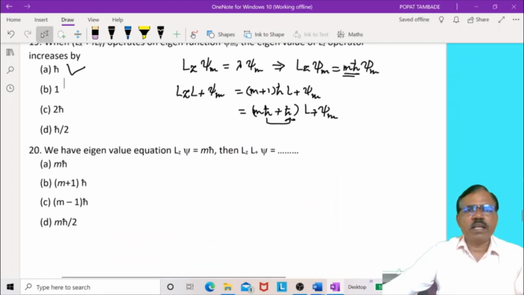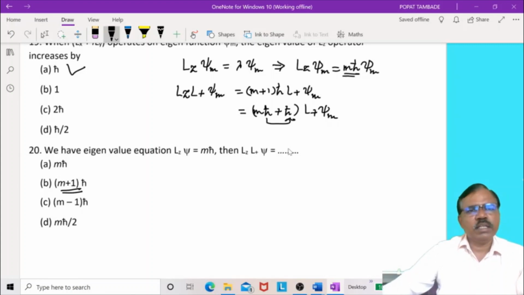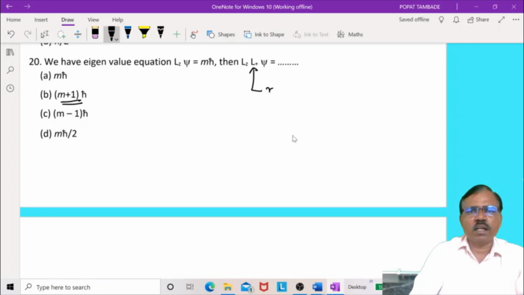Now we have the eigenvalue equation Lz psi is equal to mħ. Then Lz L plus psi will be equal to, as we have just seen, (m plus 1) into ħ. So second one is correct. This L plus is also called the raising operator.